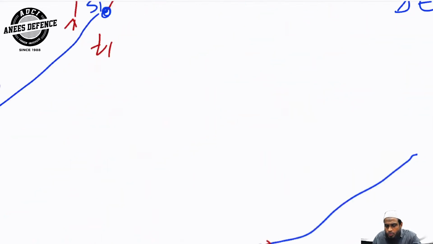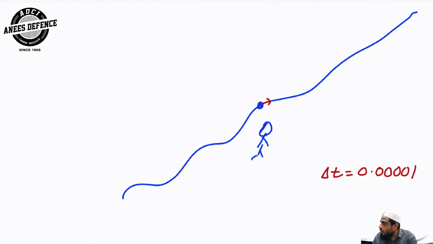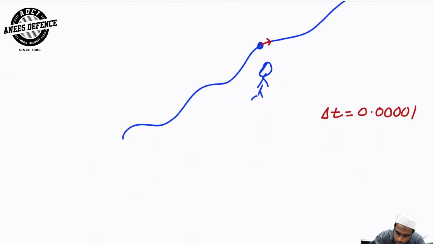Now the time I am considering is very, very small. For example, delta T equal to 0.0001. That is almost equal to 0 only, but it's not 0. The time is almost equal to 0, but it is not equal to 0. Such a time is a very short time, within which you are moving a distance of delta S.